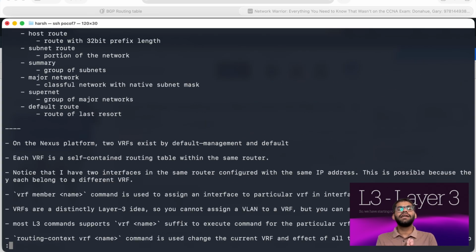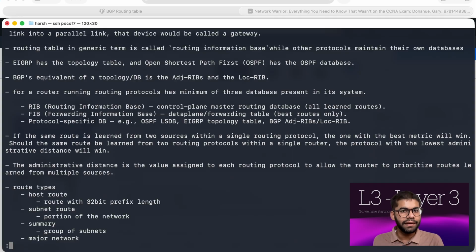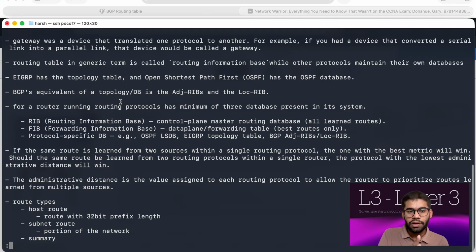We were studying that EIGRP has a topology table. It's just a name given to a table that is maintained by the protocol EIGRP. Second, OSPF has the OSPF database, which is also a name given to a table maintained by the OSPF protocol. Next, BGP's equivalent of topology or database is Adj-RIB, which stands for adjacency routing information base.